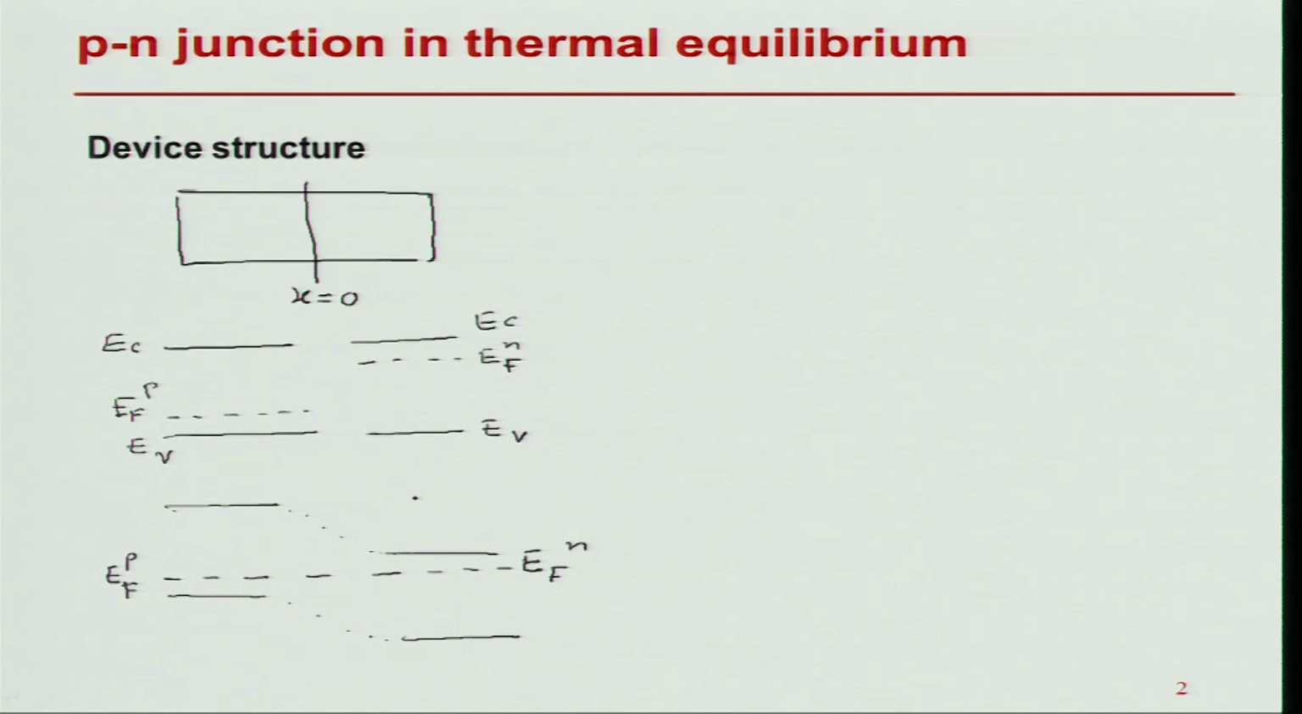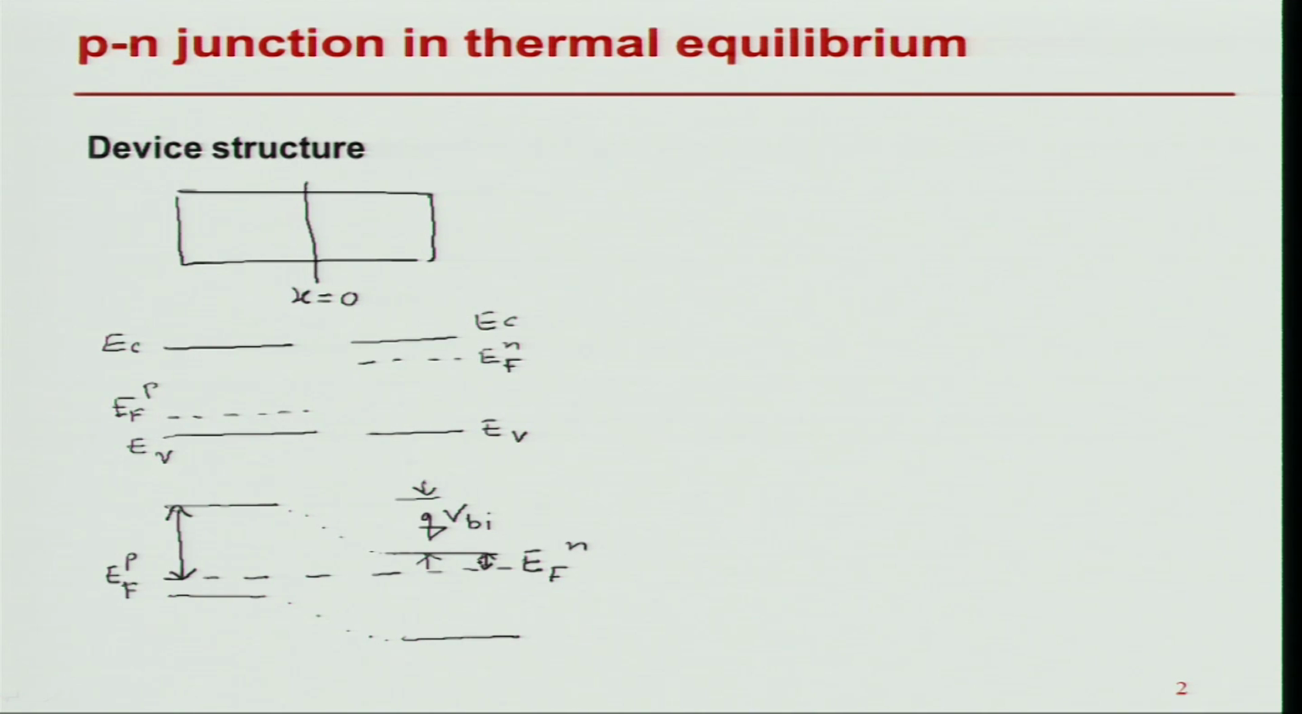My built-in potential is given by this energy difference. So, if the built-in potential is VBI, this energy difference is my built-in potential. Now, how do I get this energy difference? I know this for my p type semiconductor, and I know this information for my n type semiconductor, and qVBI is nothing but this minus this part.